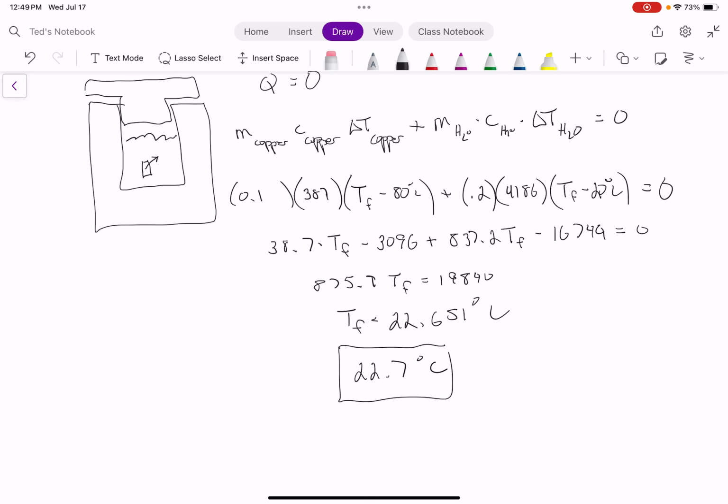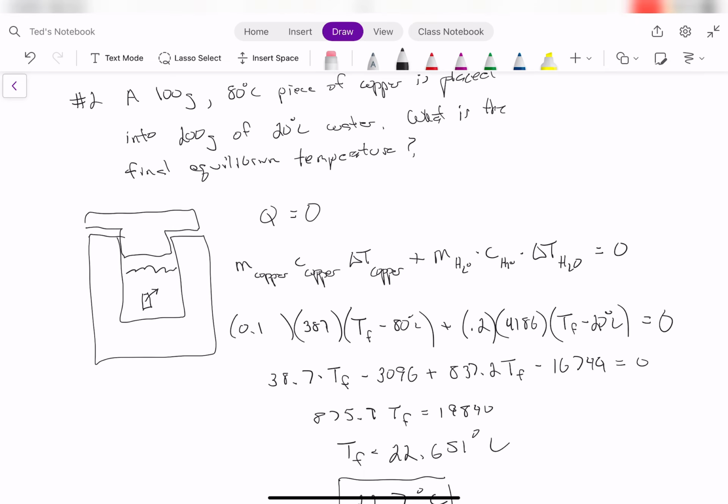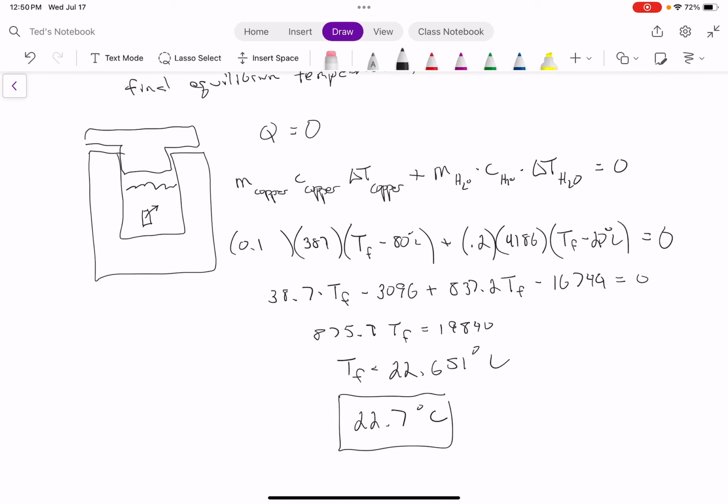And you'll notice that that is a lot closer to the original temperature of the water than it is to the original temperature of the piece of copper. And there's 2 reasons for that. The first reason is that we had more water than we had copper. Okay, but that alone isn't enough. The real big reason is that the specific heat of copper is a relatively small number compared to the specific heat of water. It takes a lot of energy to raise the temperature of water. It only takes a little bit of energy to lower the temperature of copper. So the copper is going to lose its energy much, much quicker than the water.